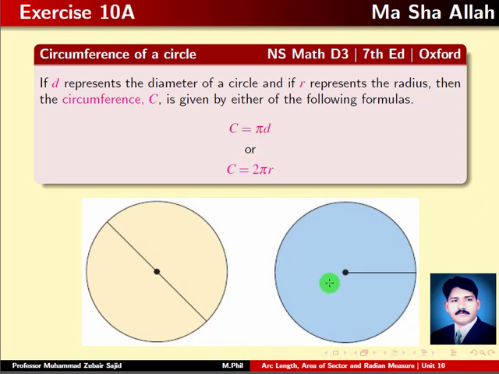Or if a circle has radius r, then circumference of the circle is equal to 2 pi r. If we are given the diameter, then we shall apply this formula: C is equal to pi d, and if r is given, then we can calculate the circumference of the circle. C is equal to 2 pi r.